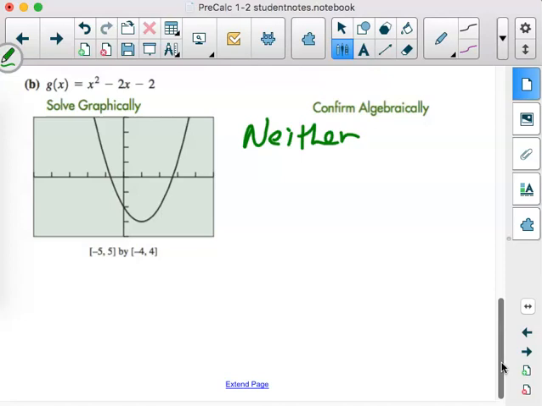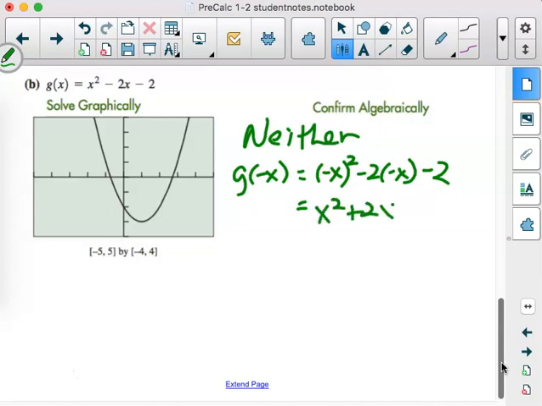But again, it's the algebra that we want to see. What happens when you put a negative x into g? Well, let's see. There's two spots it's going to have to go. And then we have to simplify. Negative x times negative x will give us x squared. And then negative 2 times negative x will give us plus 2x. And then we have a minus 2.